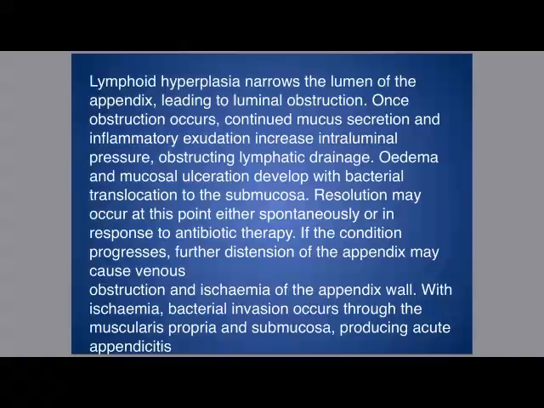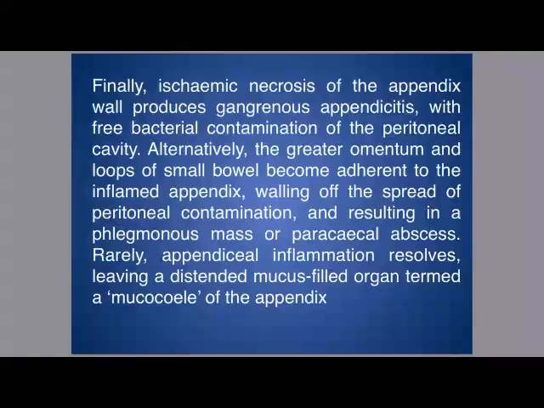And as you know, diffuse peritonitis carries a very high mortality rate. Finally, ischemic necrosis of the appendix occurs if unrelieved obstruction or surgical intervention has not been done. The appendix wall becomes gangrenous, and bacterial contamination of the peritoneal cavity results in a localized and then diffuse peritonitis. The alternative way is that if the greater omentum is well functioning, it will move together with loops of the small bowel toward the inflamed appendix, walling it off and preventing spread of peritoneal contamination, resulting in the clinical entity of appendicular mass, which is a phlegmonous or paracecal mass, which may be converted to an abscess.